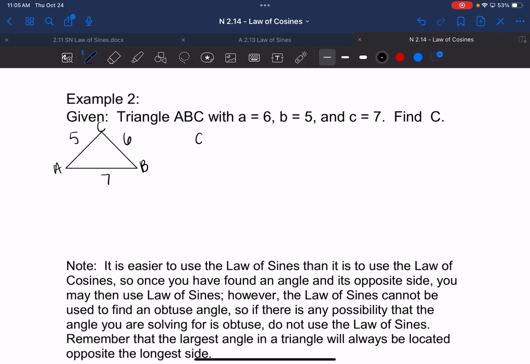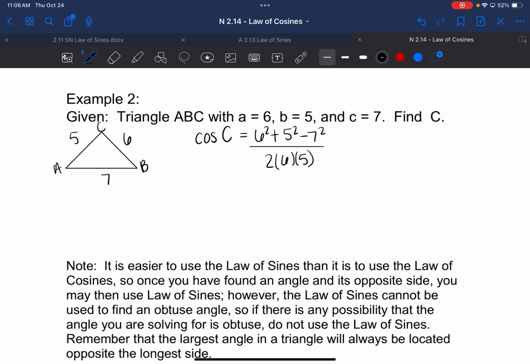Okay, so that formula says cosine of angle C, just so happens our letters actually match up this time, is equal to A squared. What's our A? Okay, so 6 squared plus B. What's our B? 5 squared minus C squared. And what's our C? 7. All divided by 2 times A, which you said was 6, and times B, which you said was 5, right?